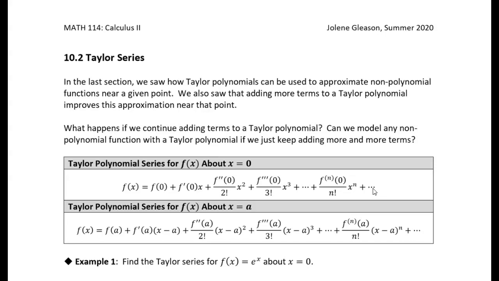So that's where we get into Taylor series. And basically the Taylor series is the same thing. It's just that we have a polynomial that just goes on forever, all right? So that's what we're calling a Taylor series.